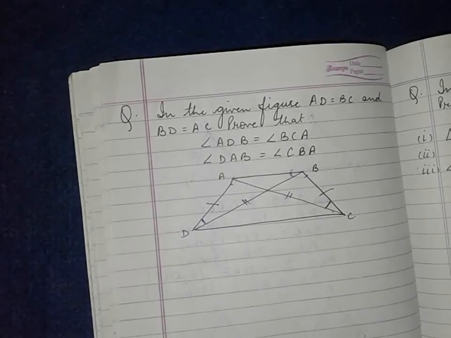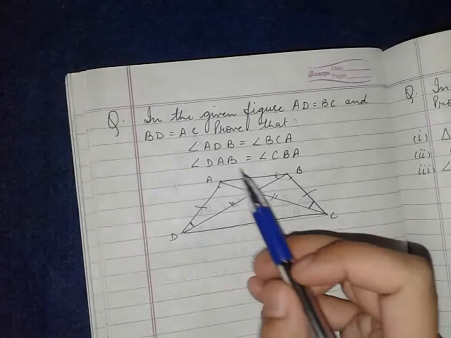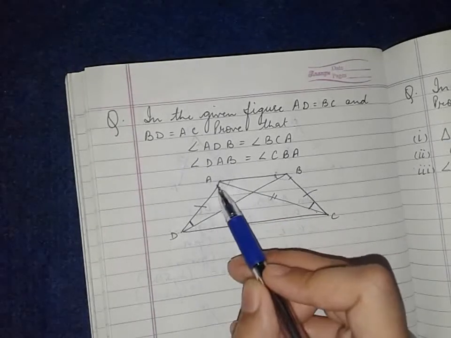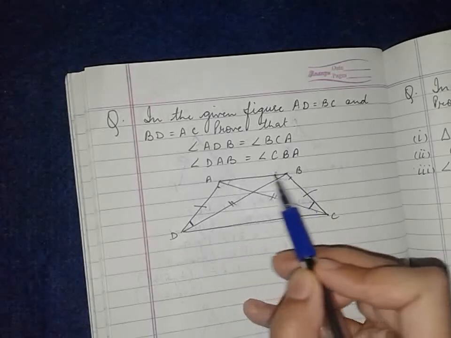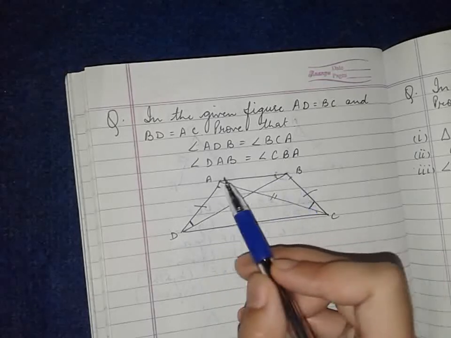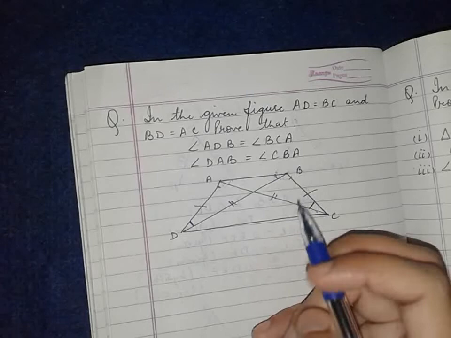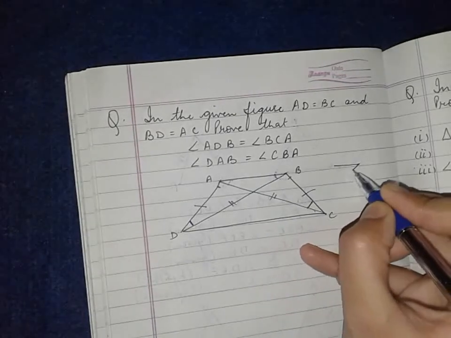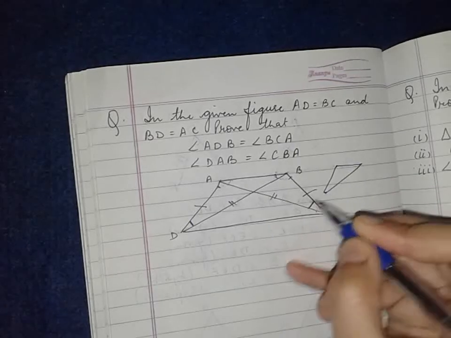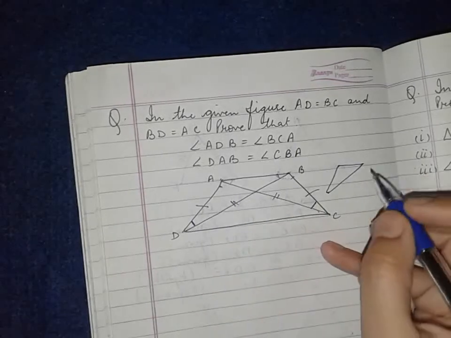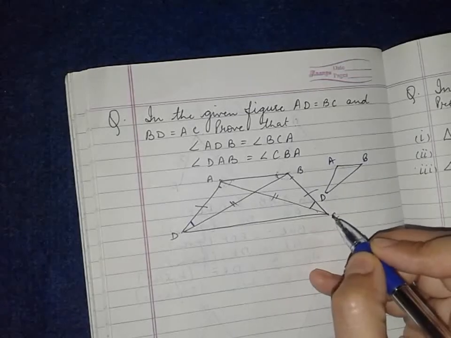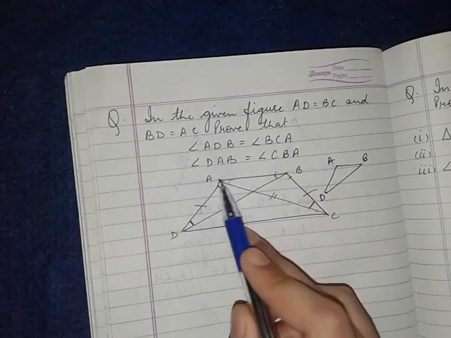proving the triangles in which these angles are contained congruent. This complete angle and this angle are contained in triangle DAB. So my first triangle will be DAB. You can draw the triangles separately to understand them better. This will be ADB, ABD is my first triangle, and these two angles are contained in this triangle.